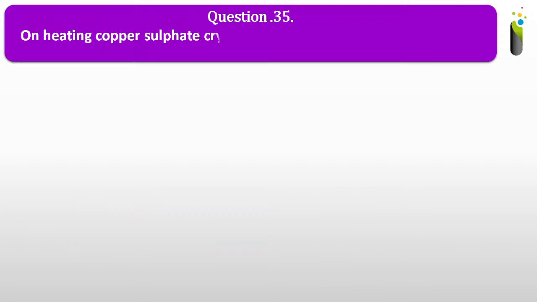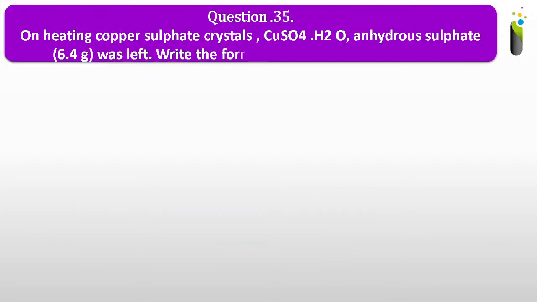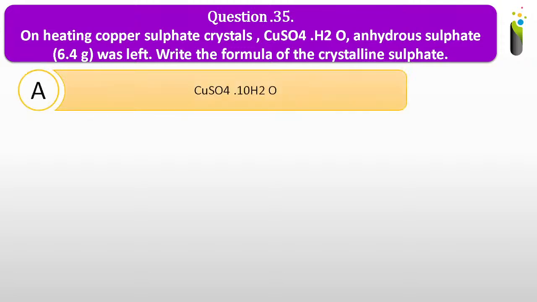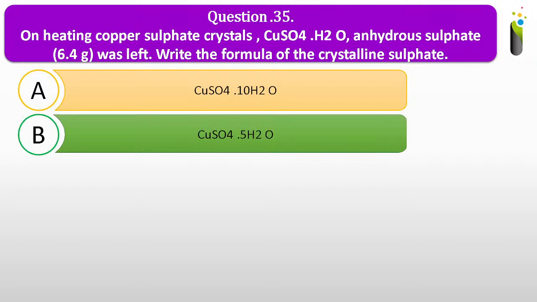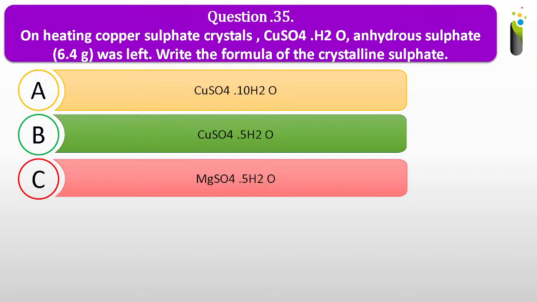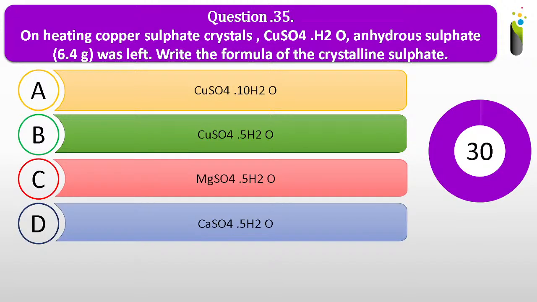On heating copper sulfate crystals, CuSO4.xH2O, anhydrous sulfate 6.4 grams was left. Write the formula of the crystalline sulfate. A, is it CuSO4.10H2O? B, is it CuSO4.0.5H2O? C, is it MgSO4.5H2O? D, is it CaSO4.5H2O?